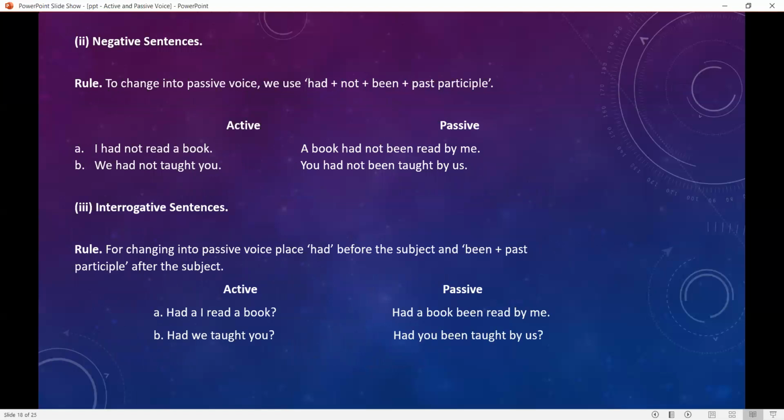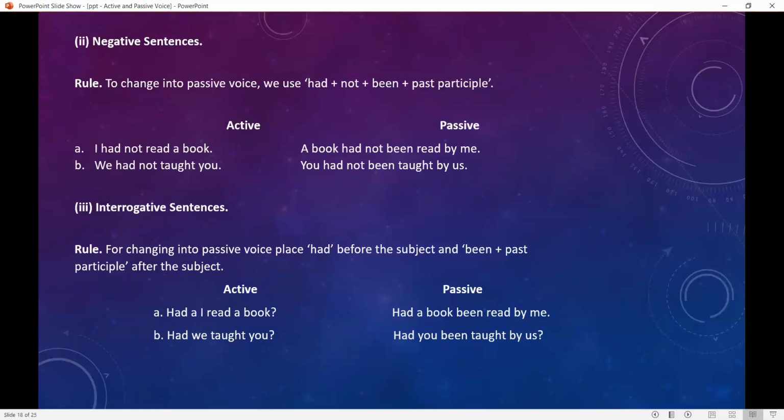Now coming to the negative sentences, the rule to change into passive voice is we use had plus not plus been plus past participle. You have to keep one thing in mind, that negative will always have not. You have to use it in both. Under active, I had not read a book. Under passive, a book had not been read by me. Under active, we had not taught you. Under passive, you had not been taught by us.